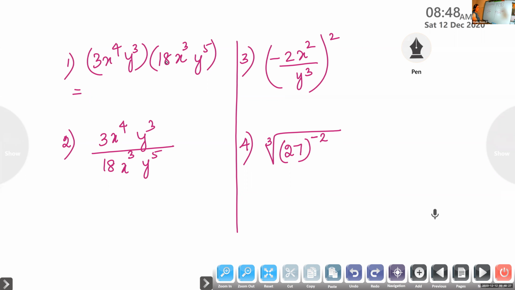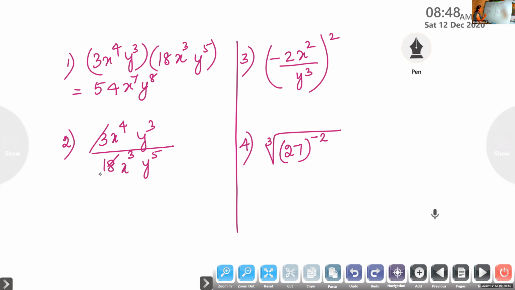What is 18 into 3? It is 54. Here also we have x, so x raised to 7, y raised to 8. x raised to 7, y raised to 8. Is it okay? Look at the second one.